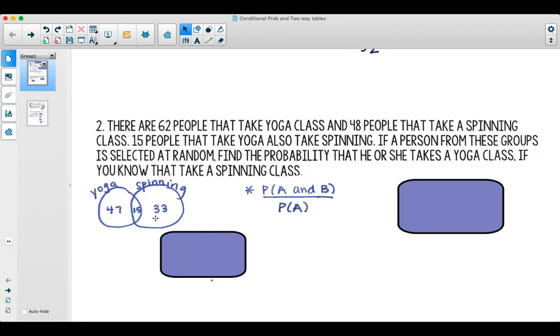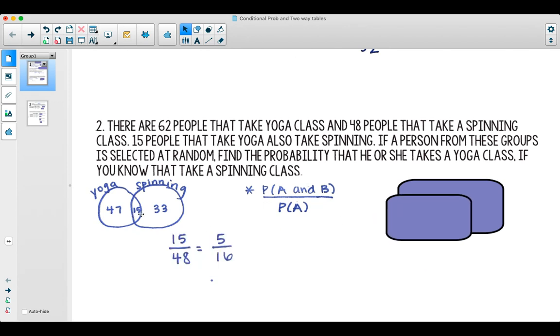What I need to know is, if chosen at random, find the probability that he or she takes a yoga class if you know that they also are taking a spinning class. So that means that the probability is going to be 15 over that 48 people who take the spinning class. So 15 over 48, which is going to simplify down to 5 over 16.